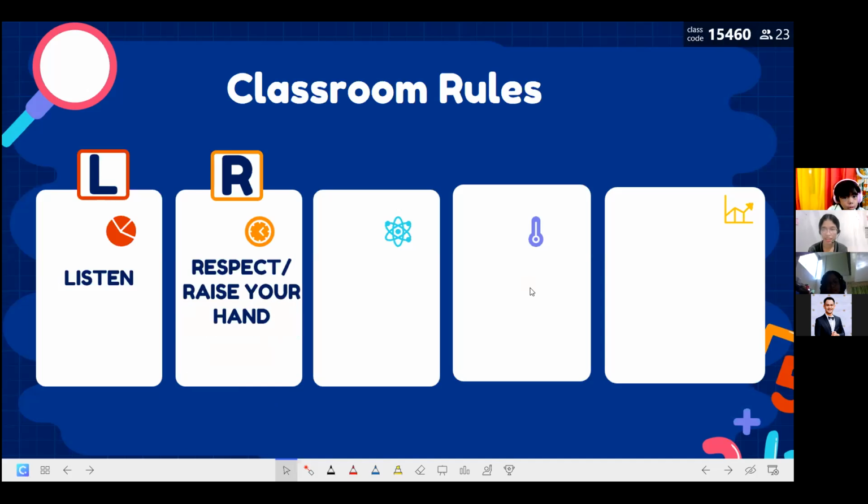Next, we have R. Respect or raise your hand. We need to respect everyone, especially when someone is talking or sharing their answer. We need to respect their opinions as well. And raise your hand if you want to answer. You might as well use your raise hand icon here in Zoom. All right, that is much appreciated. Okay. Next we have S. Speak the language.